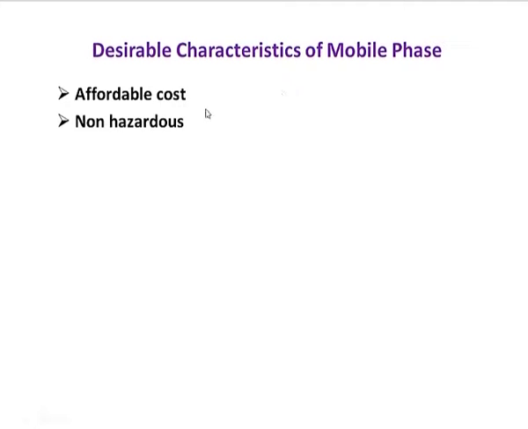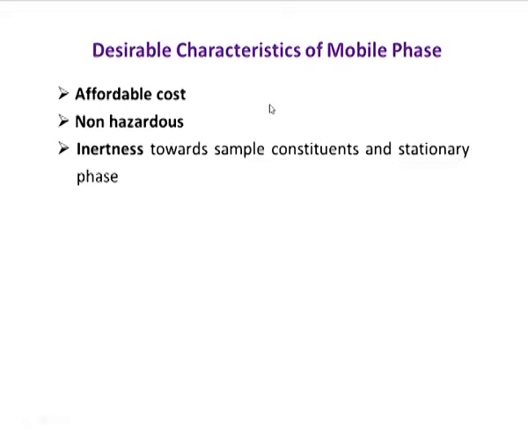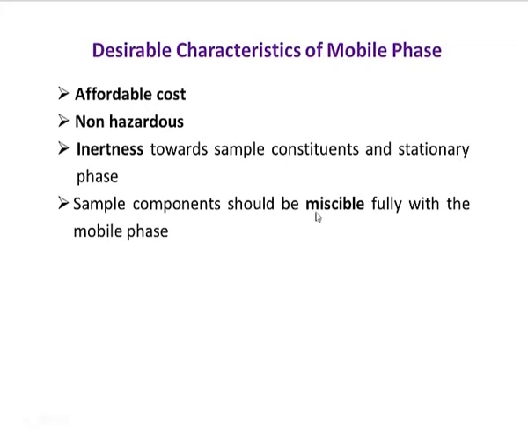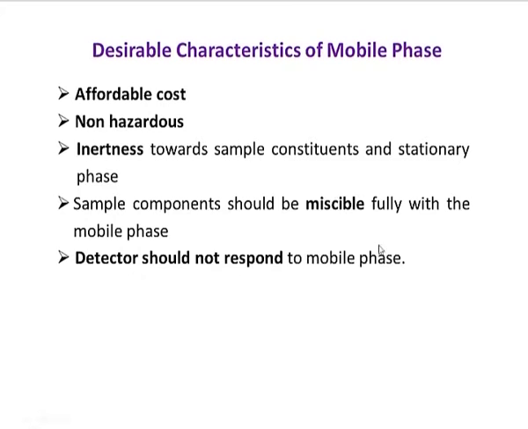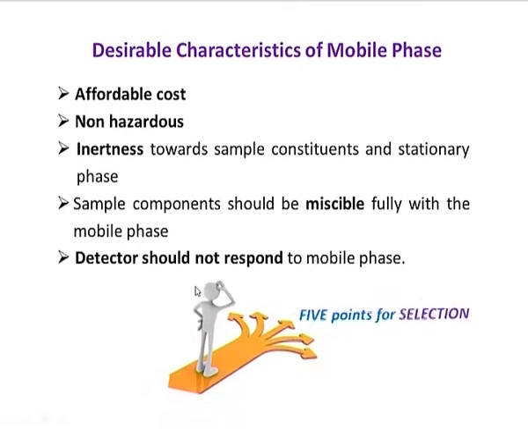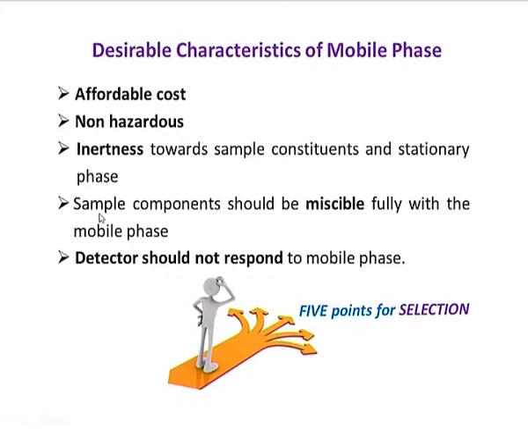So, we look at the parts, the components of an HPLC in a bit more detail. Let us first discuss the mobile phase. We know by now what are the characteristics required for a mobile phase in any chromatographic experiment. It should be affordable, it should be non-hazardous, it should be inert, and the sample components should be miscible with it. Detector should not respond to the mobile phase, of course, and there is one more thing which I would add, that your mobile phase should also not dissolve the stationary phase if that stationary phase is a liquid. So, that is in addition to the points laid out here.